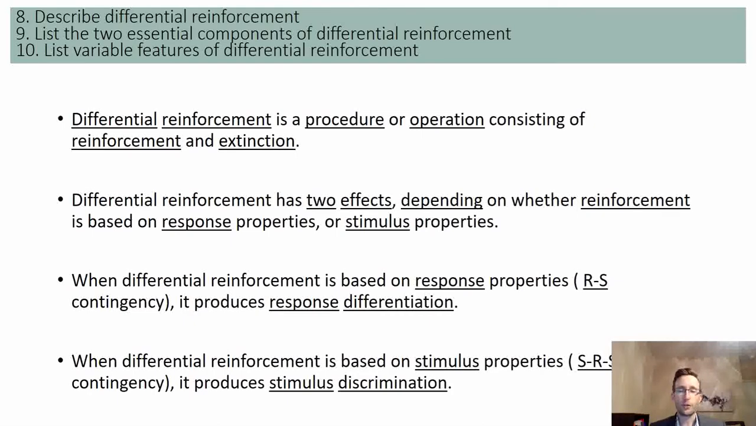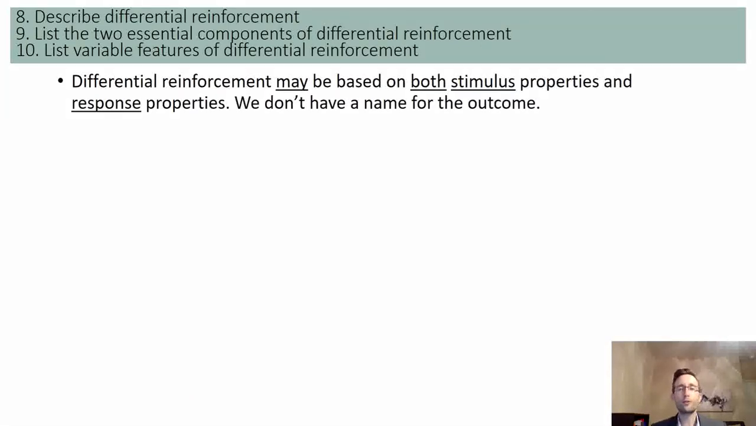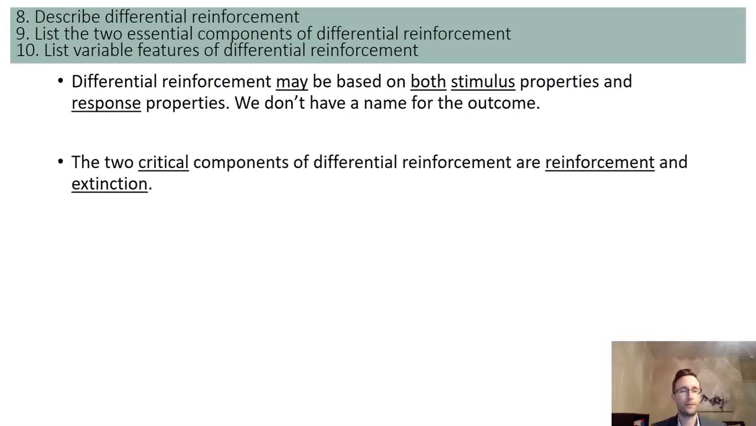Now, when differential reinforcement is based on stimulus properties, it produces stimulus discrimination. So stimulus discrimination is described by an SRS contingency. Differential reinforcement may be based on both stimulus properties and response properties. We don't have a name for the outcome. So the two critical components of differential reinforcement are reinforcement and extinction.